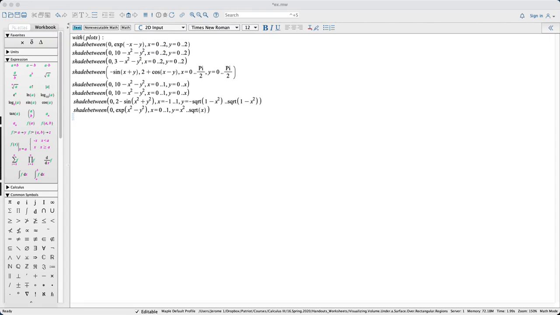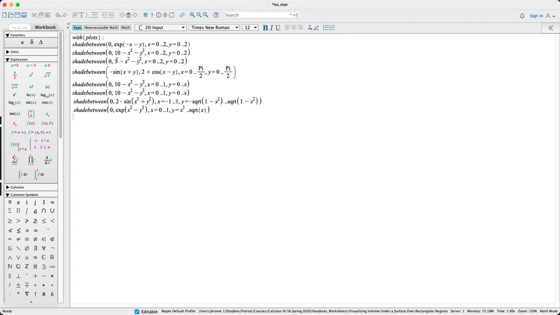Previously we gave the limit definition of this net volume that's bounded by a surface and a region in the XY plane. I did my best to illustrate what was going on, but let's be honest, it's difficult to represent these, especially in three dimensions, what exactly this looks like. So that's why we can turn to technology like Maple to help us visualize what's going on.